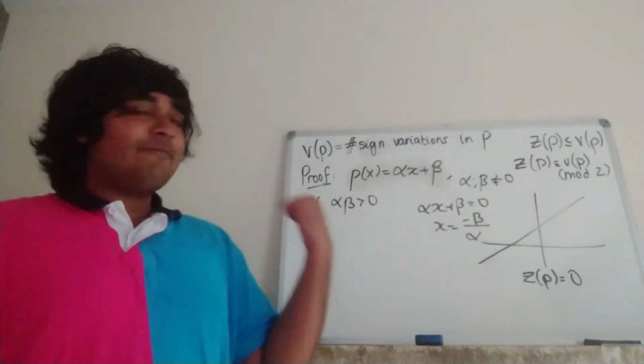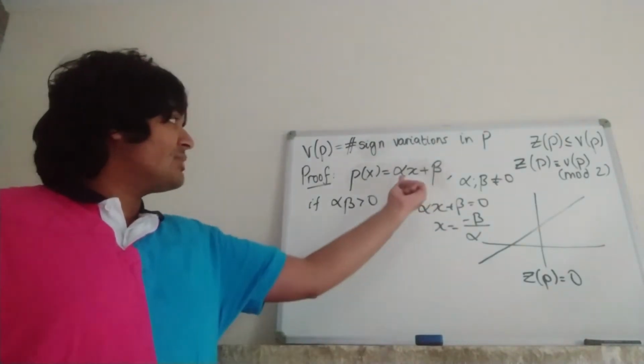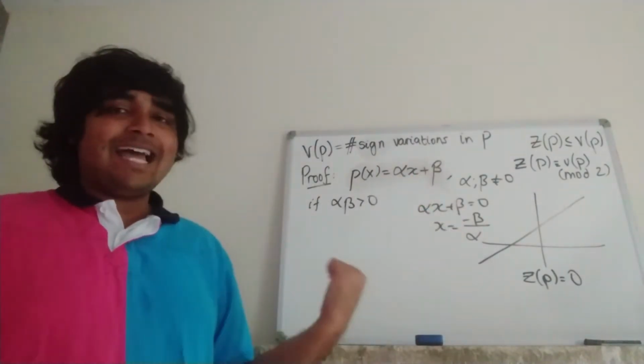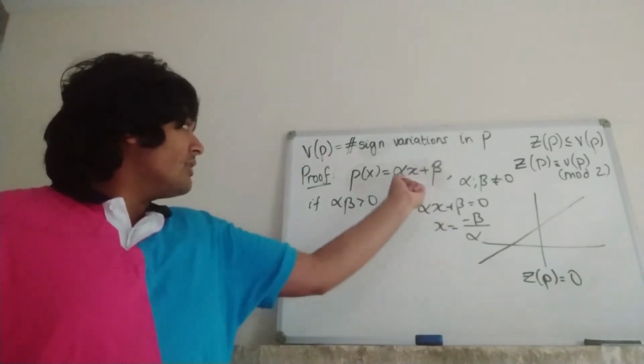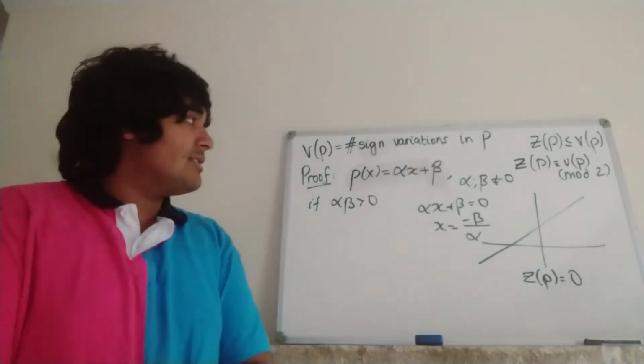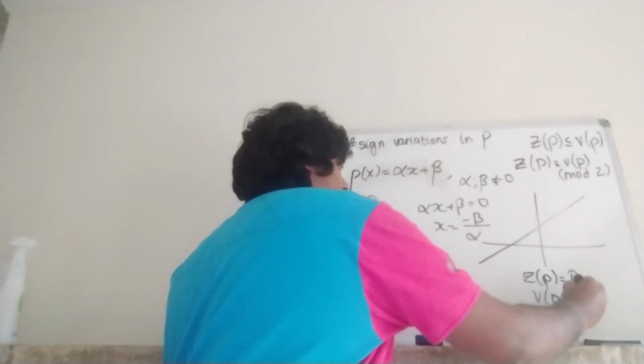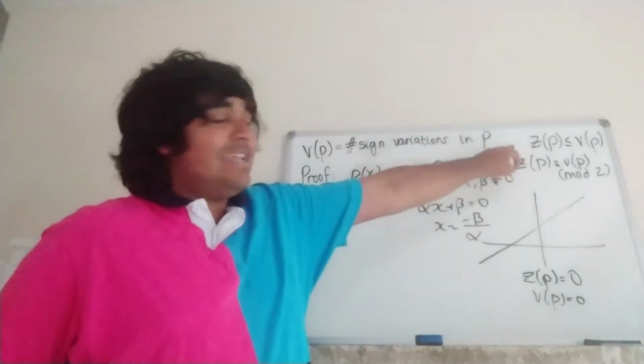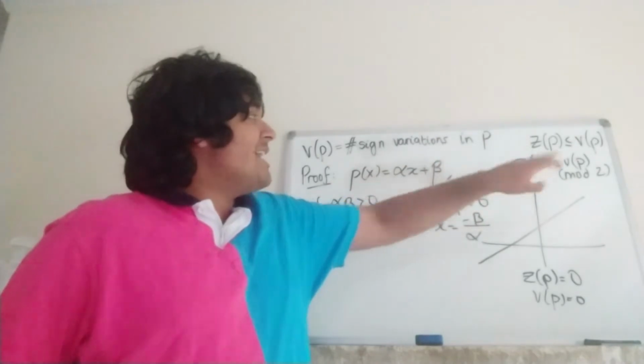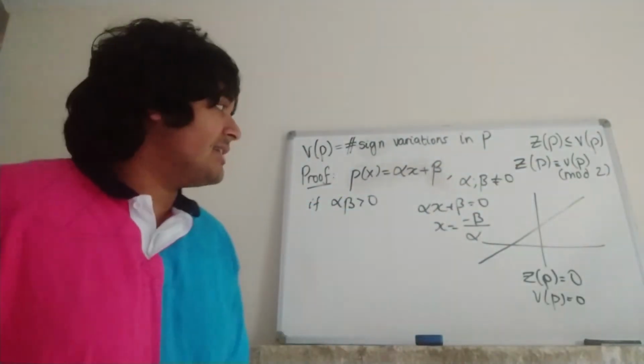Cool. What about V of P, the number of sign variations? Well, that's also clearly 0, because alpha and beta have the same sign. Going from here to here, they have the same sign, so V of P is just 0. Perfect. So that proves this first claim, because 0 is certainly less than or equal to 0, and it proves this one, because 0 is equal to 0 mod 2.